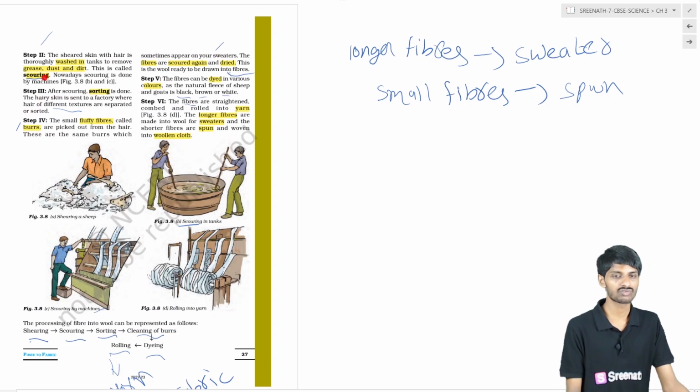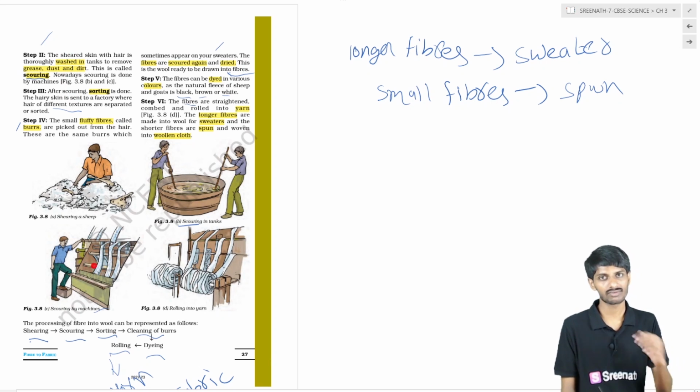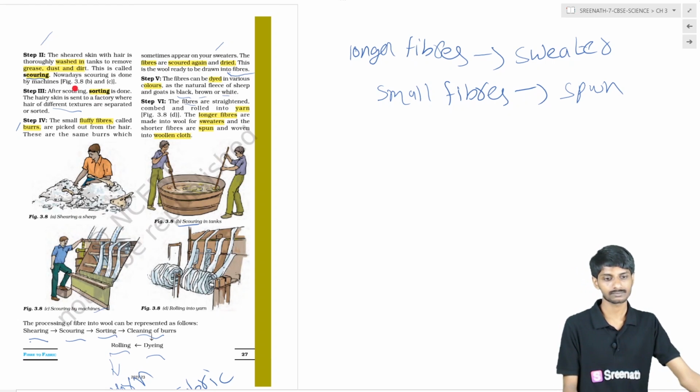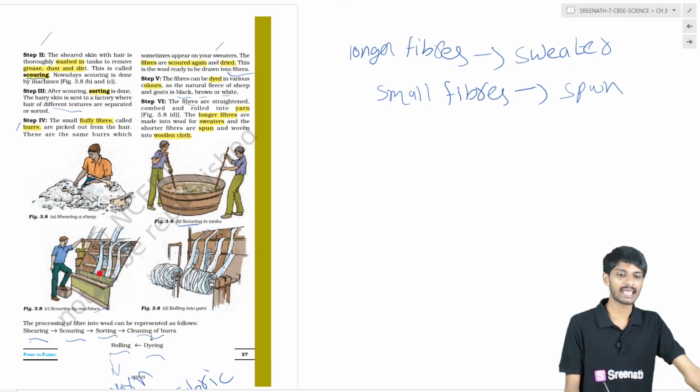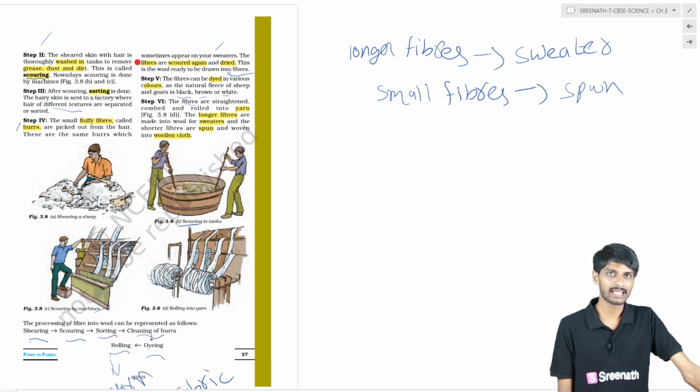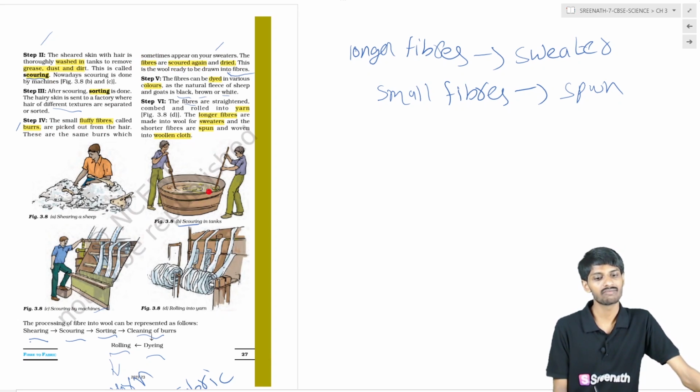Scouring in tanks means we are washing in the tanks. And the next process is sorting by machines. After this it will be taken to factories, and the different textures are separated out. After that again we will get fluffy fibers, we call them burrs, and again these burrs are scoured, washed and dried like this.